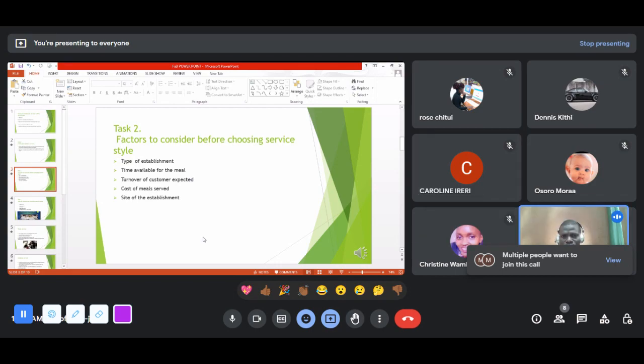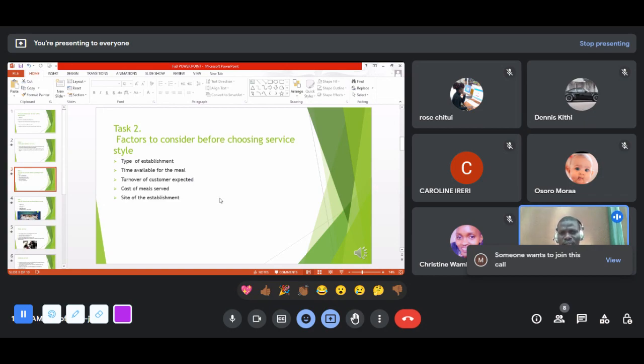And then the turnover of customers expected. Turnover is whereby we are looking at the coming in and going out of customers in a given period. For example, an establishment may have a high turnover during lunchtime, and at other times they may not have high numbers of customers flocking into their restaurant and going out. So you need to look at those aspects. And then we also need to look at the cost of meals served. How much are you selling each item in your restaurant?